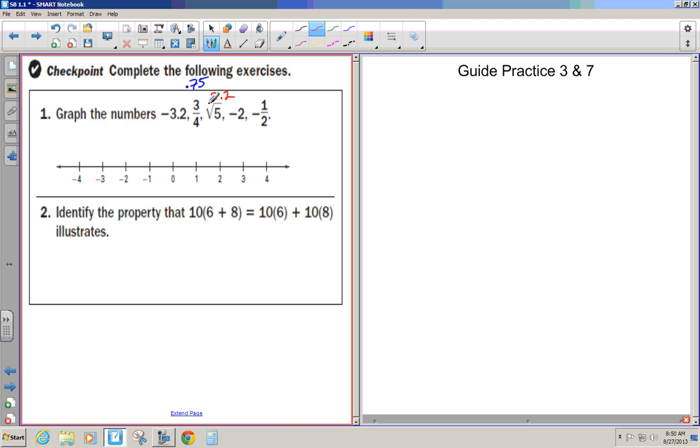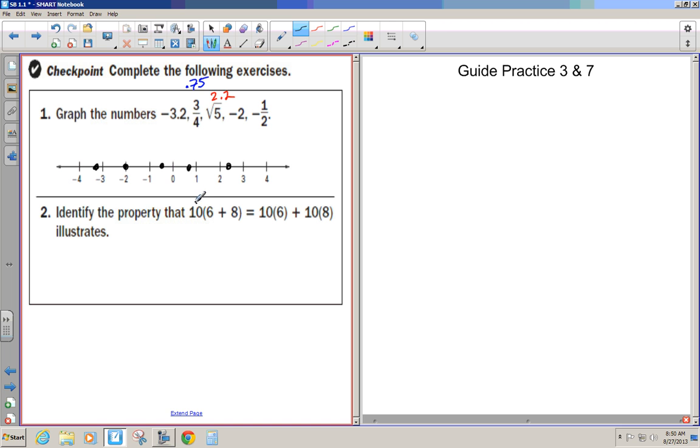And now we've estimated it all, and now we can just go about graphing this. -3 halves, -3.2, -2, -1/2, 0.75, 2.2.